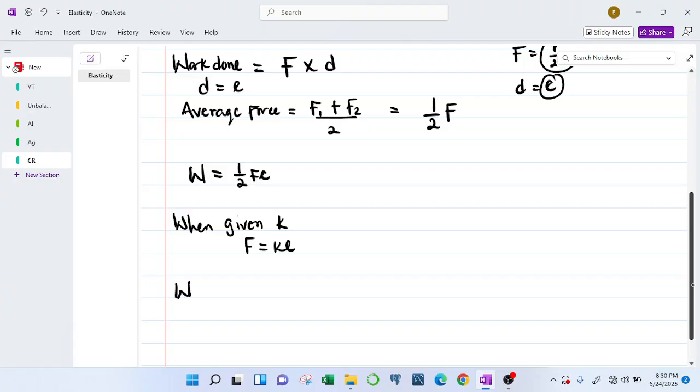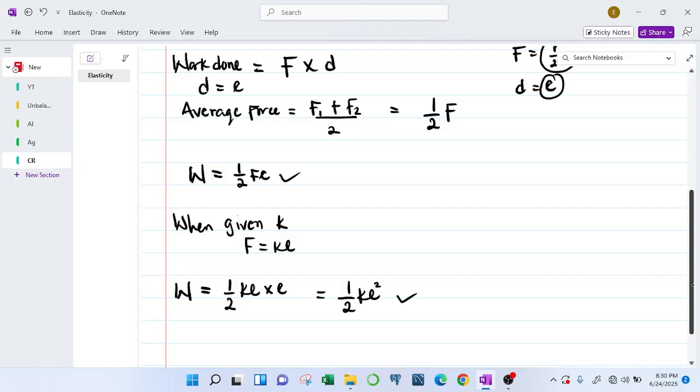Or somebody can say, no, let's combine the 2 processes. So work done becomes half. Remember, F equals KE. So you take out F and you have KE times the other E from extension. So you now have half KE squared. So your formula for work done is, you are using half Fe, or you can use half Ke squared. Those are your 3 important formulas.